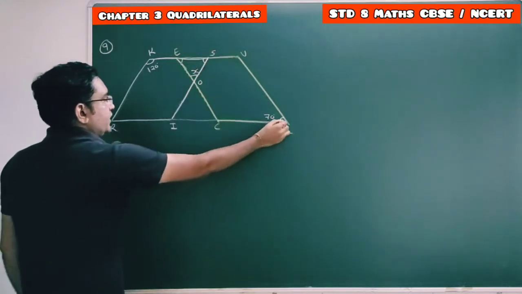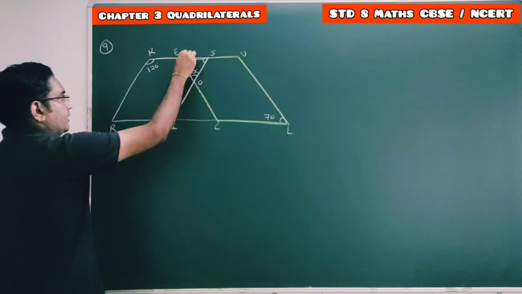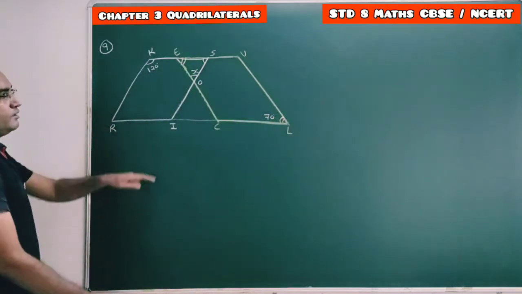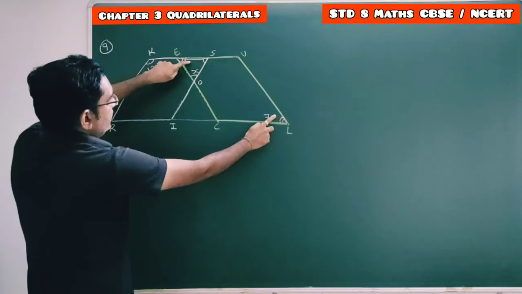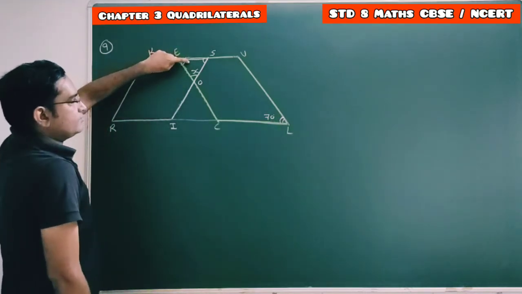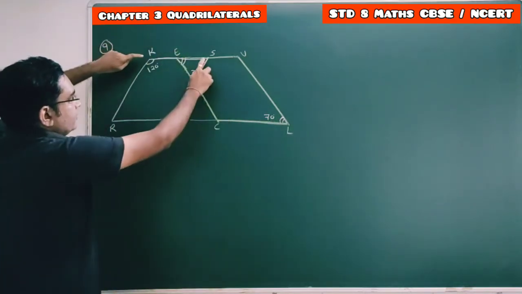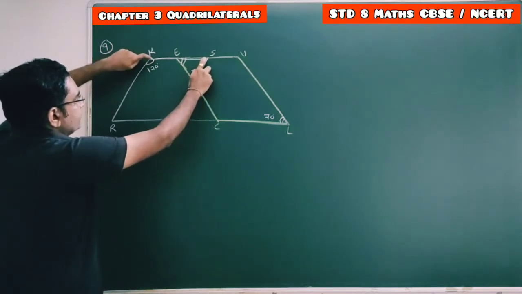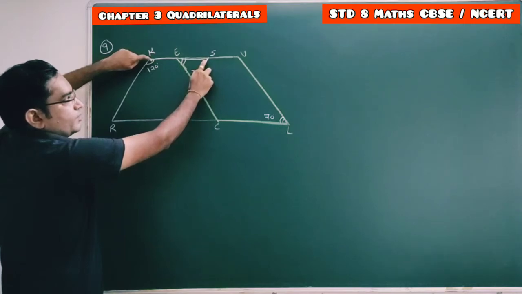For that, to find the value of this angle, we will use parallelogram CLUE. In parallelogram CLUE, these both the angles are a pair of opposite angles. So a pair of opposite angles are equal. So these two angles are equal. So we will get the measure of this angle. Now to find the value of this angle, we will use this parallelogram. And for this parallelogram, these two angles are a pair of adjacent angles.